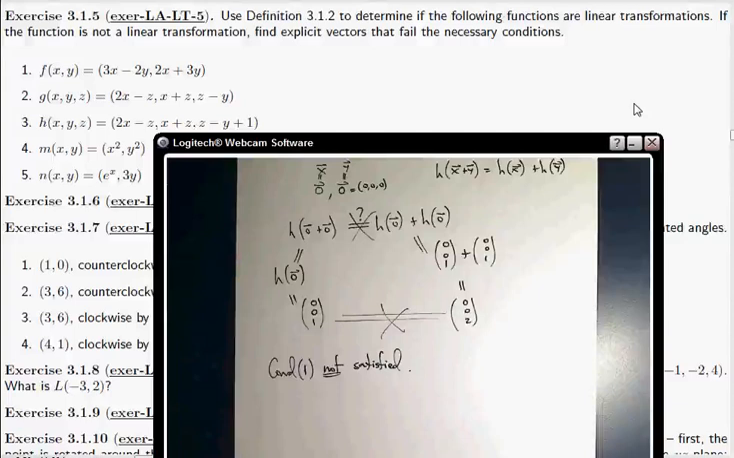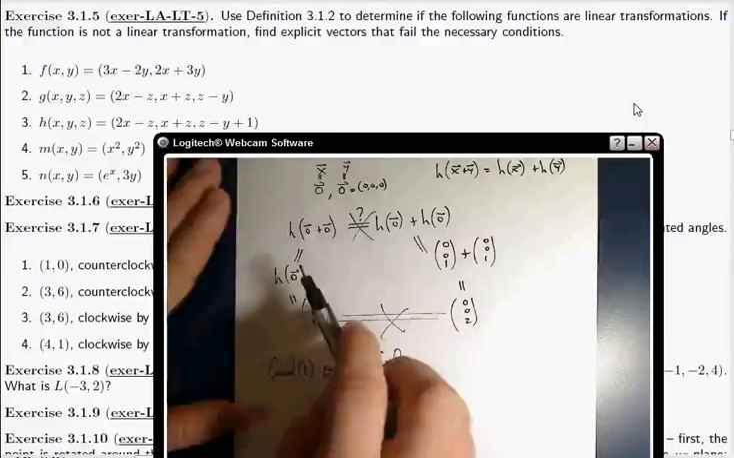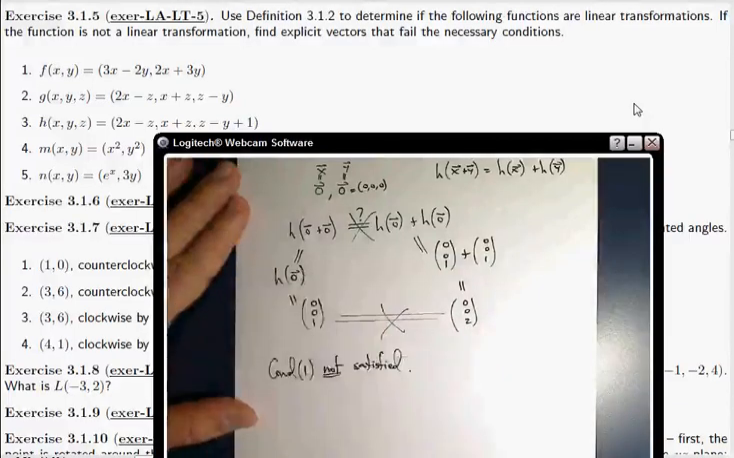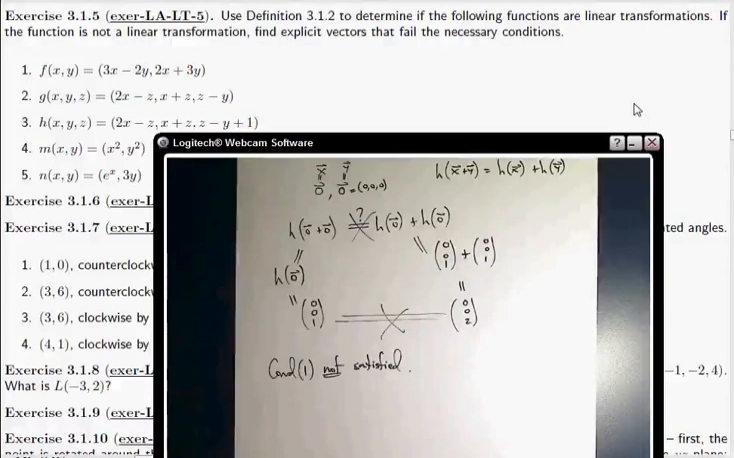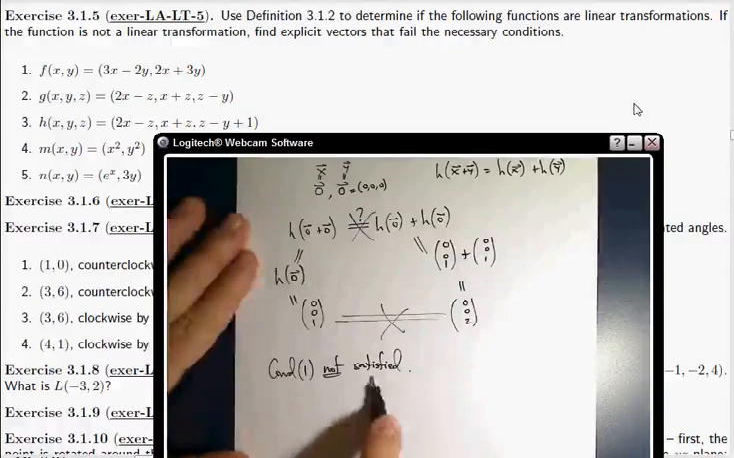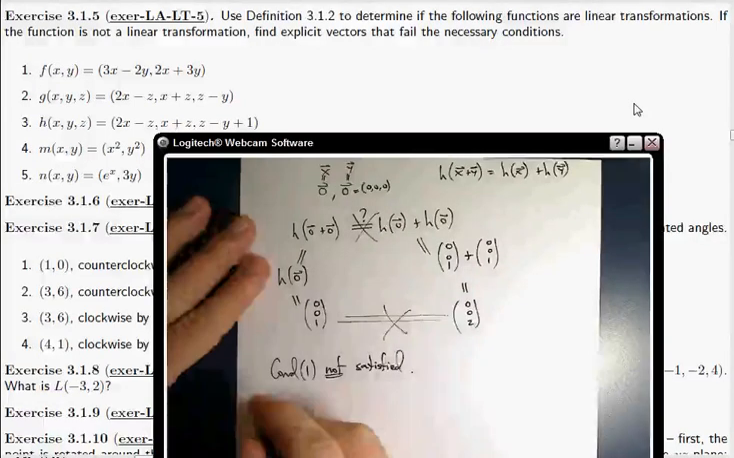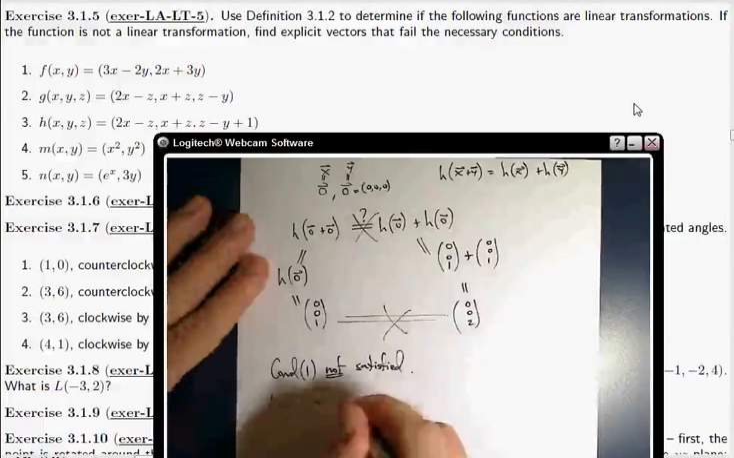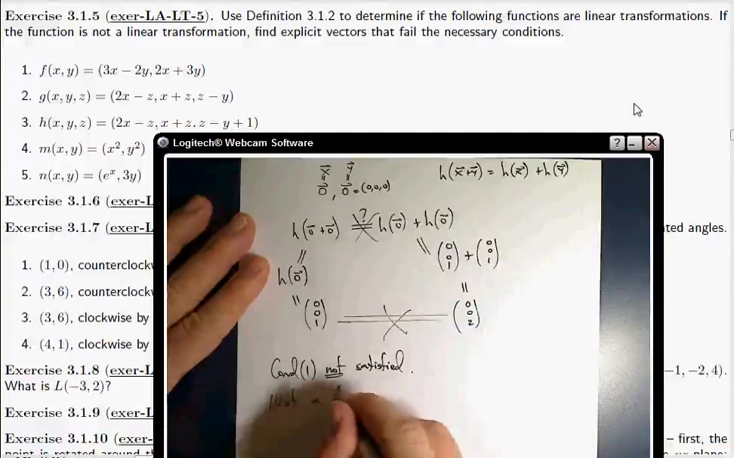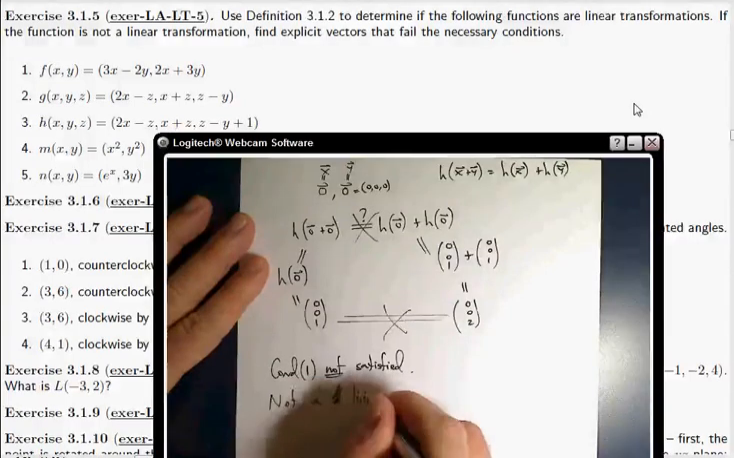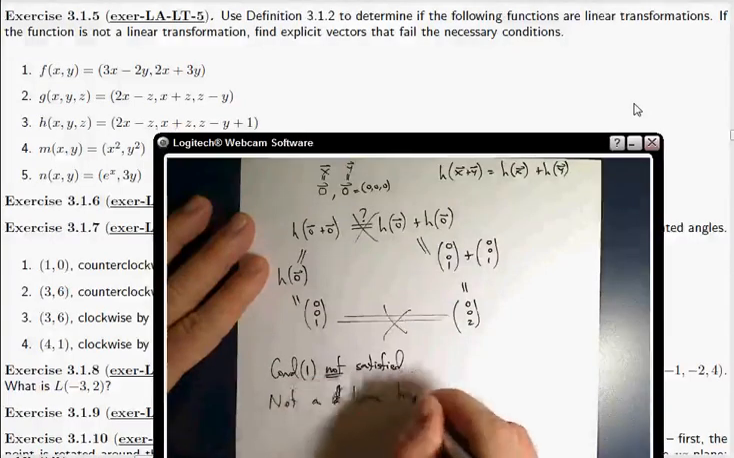And it's just much easier very often. So here I've only found one counterexample to that condition. But that's all I needed. The condition failed to be always true, and therefore it's not always true, and therefore this is not a linear transformation.